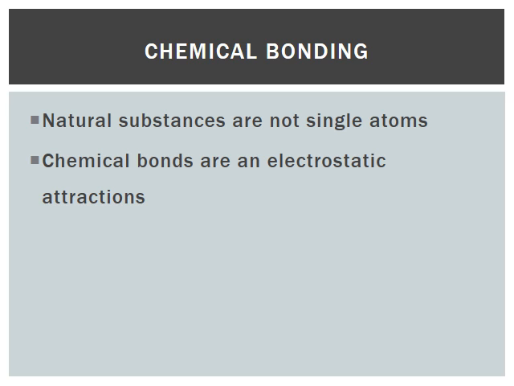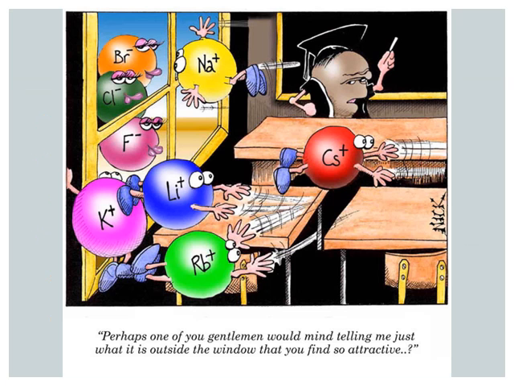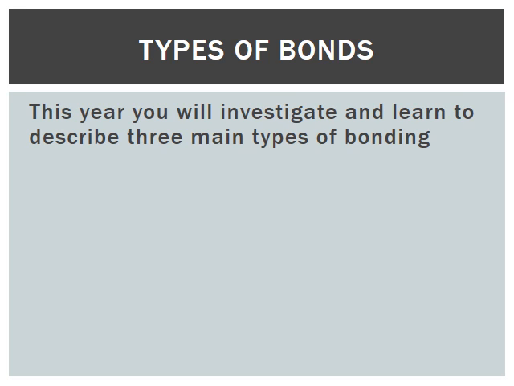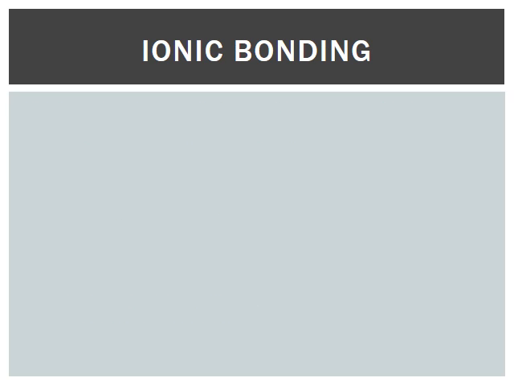So chemical bonds are electrostatic attractions between atoms. So two broad ways in which attraction occurs, either by the sharing of electrons or by the transfer of electrons. There's a little cartoon there in terms of ionic bonding between the positive ions of, say, sodium, and negative ions formed with bromide and chloride. So the types of bonds. This year you will investigate and learn to describe three types of bonds: ionic bonding, covalent bonding, and the third one, metallic bonding. So we'll look at ionic bonding first.